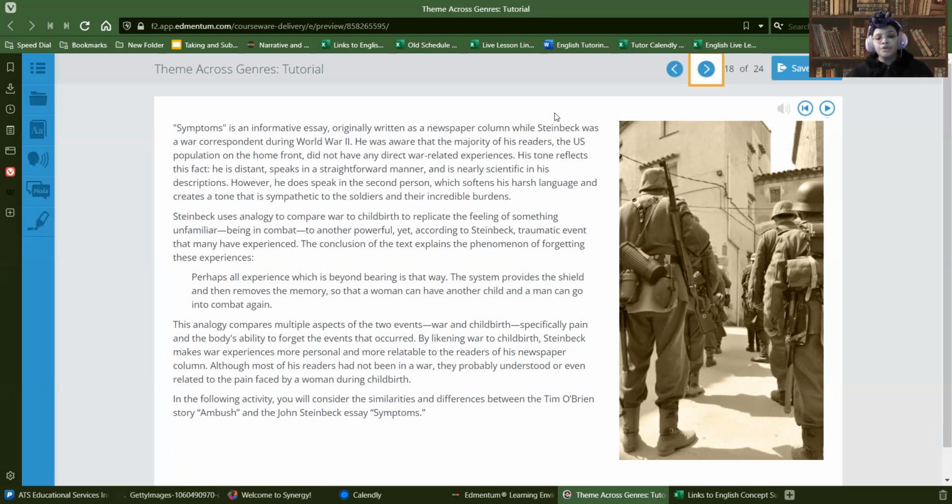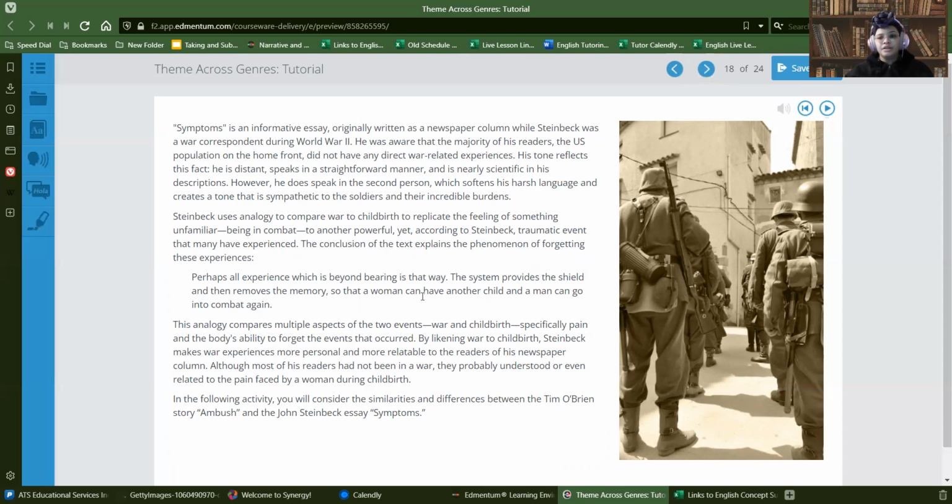Childbirth is something that most people haven't experienced, but people know that it's difficult. So it's easy for him to talk about how similar it is to war, because it's a powerful and traumatic event that some people have experienced, but not everybody. It says down here, he compares different aspects of those two events, the war and childbirth. So specifically, he discusses pain and the body's ability to forget the events that occurred.